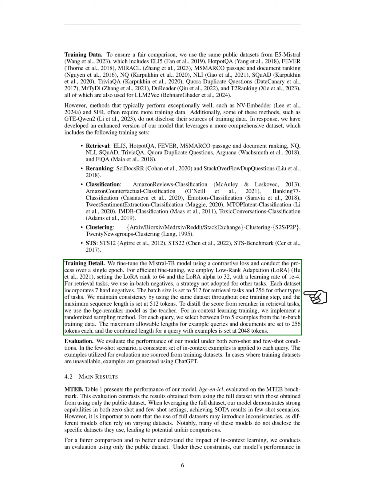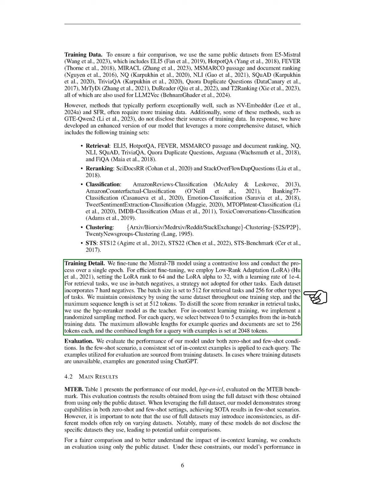For training, we fine-tune the Mistral 7B model using a contrastive loss over a single epoch. We apply low-rank adaptation with specific settings for efficient fine-tuning. In retrieval tasks, we incorporate in-batch negatives, using a batch size of 512 for retrieval and 256 for other tasks. We maintain consistency by using the same dataset throughout training, with a maximum sequence length of 512 tokens.